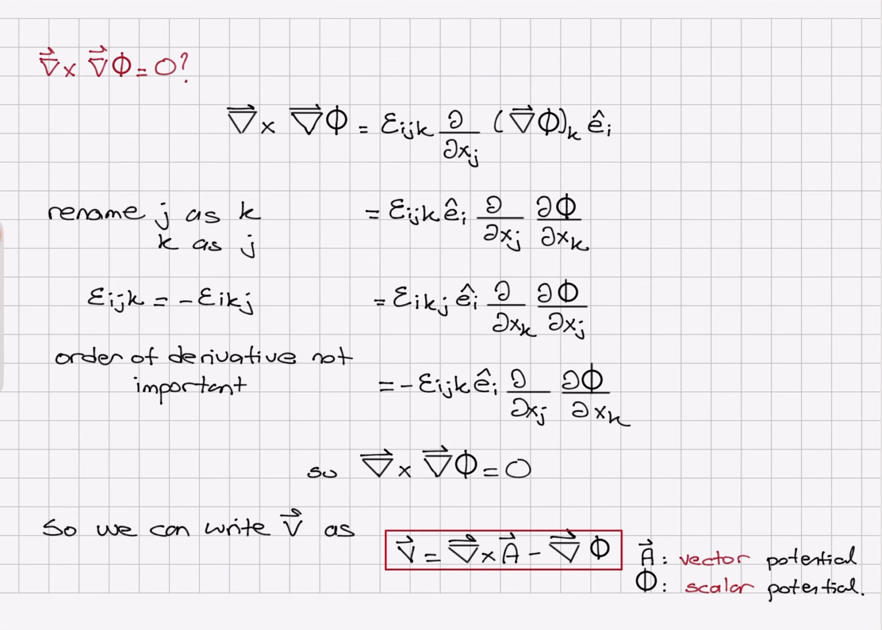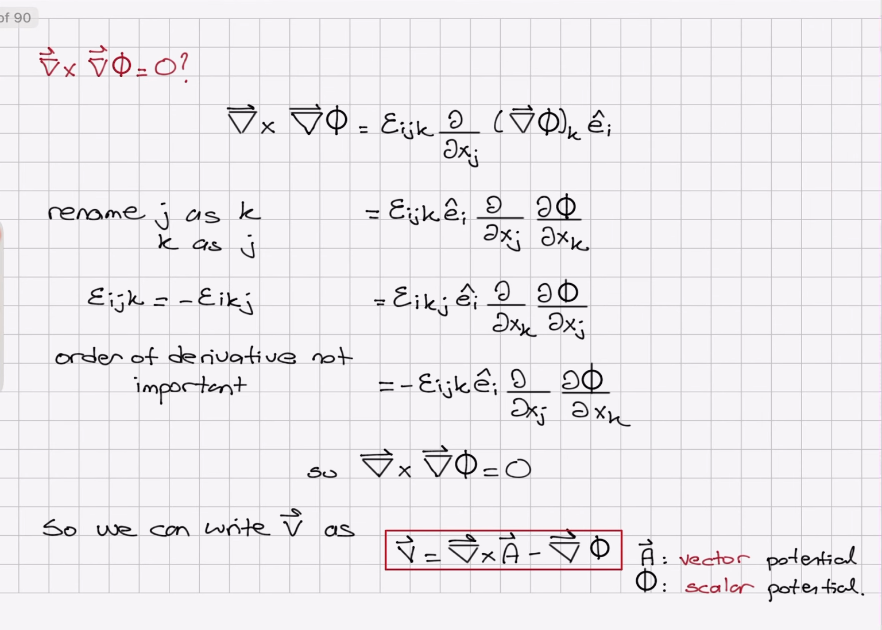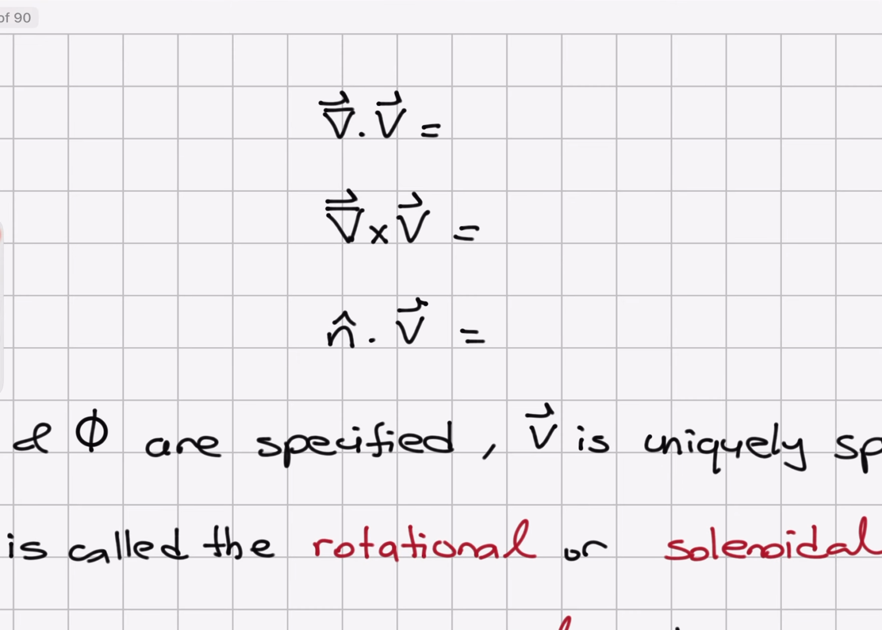So we can decompose this vector field into two components, one containing the curl of a vector potential and the other one containing minus the gradient of a scalar potential. Now if you take this vector field and consider its divergence, because divergence of the curl is 0, we will get minus divergence of the gradient of phi.